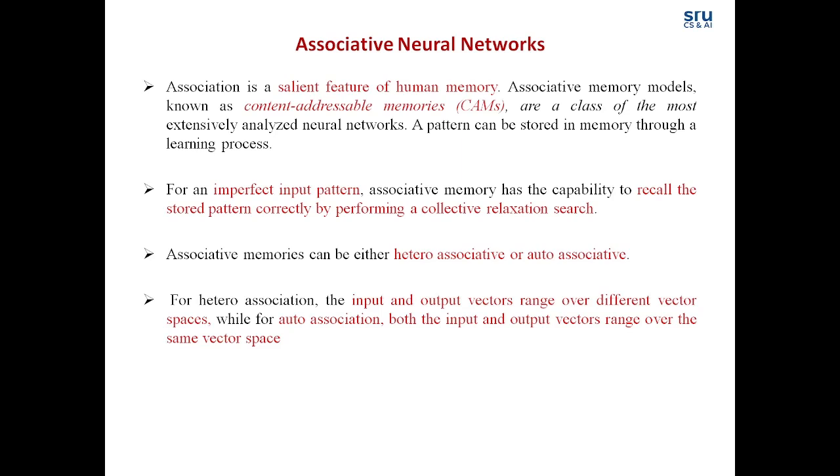Associative memories can be auto-associative or heteroassociative. For heteroassociative, the output and input vectors range over different vector spaces, while for auto-association, both the output and input vectors range over the same vector space.